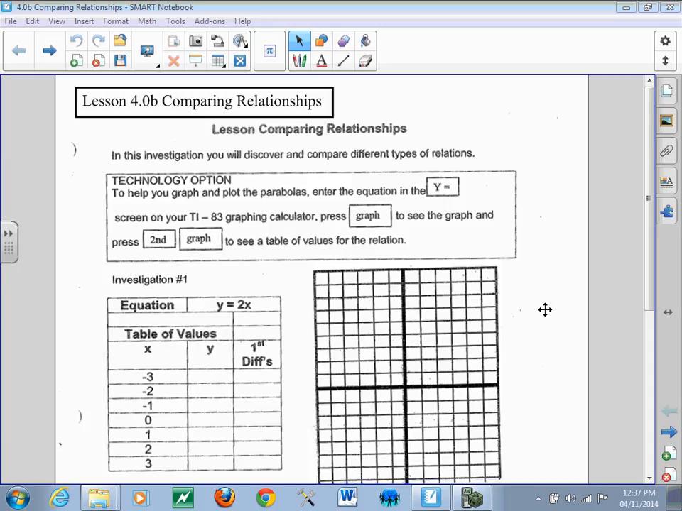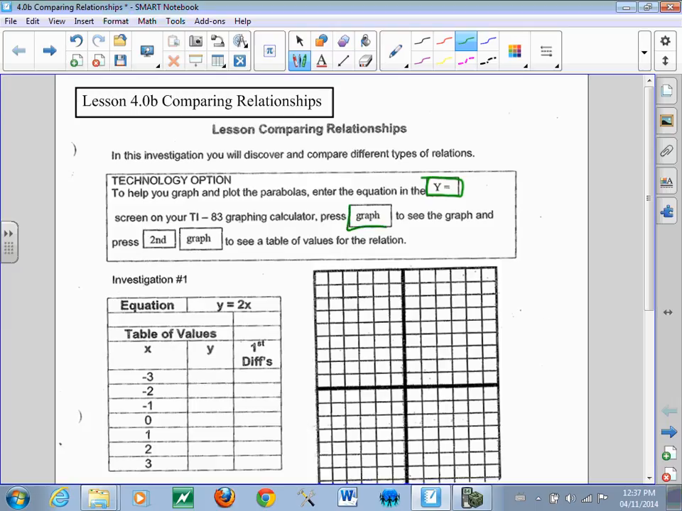Today we're going to be using the TI-83 again, and you could use any graphing calculator that produces a table to help you with this, as well as any graphing app on your phone or on your iPad. All right, so taking a look, folks, today again we're going to be using the technology option. So we're going to be putting our equations into y equals like we did last class. As well, we're going to be pressing graph to see what the graph looks like. And instead of creating the table of values yourself, which I'll show you how to do manually, we'll also be using second graph to get the table of values up.